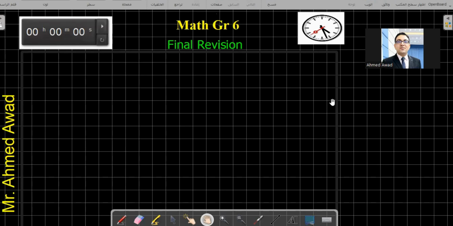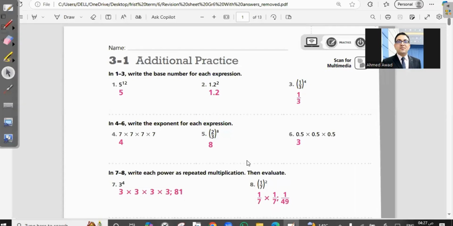Hello everyone. Today we have final revision or general revision for grade 6. Let us start with the first lesson, which is included in the study guide materials. This lesson is about powers and exponents.